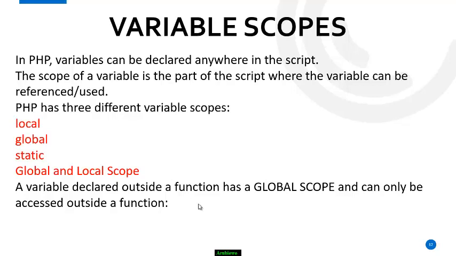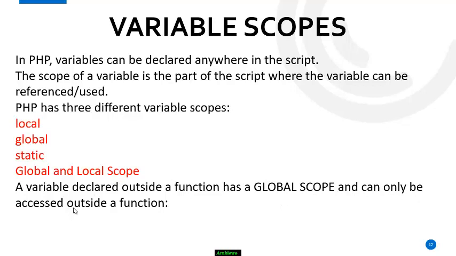Let's quickly talk about variable scope. In PHP, variables can be declared anywhere in the script, right? And the scope of a variable is the part of the script where the value can be referenced. PHP has three variable scopes: local scope, global scope, and static scope. A variable declared outside a function has a global scope and can only be accessed outside that function.